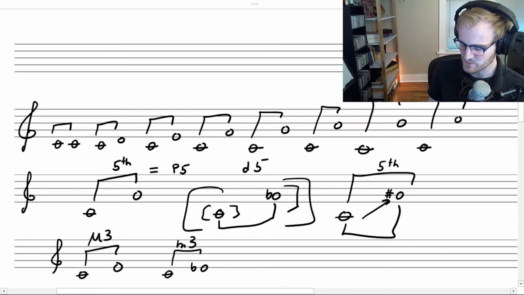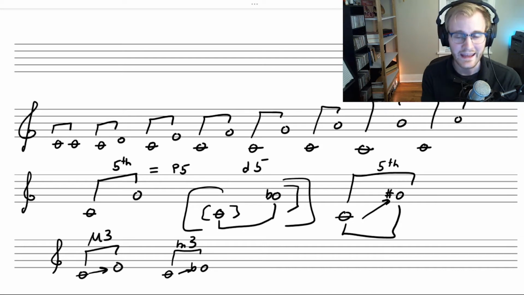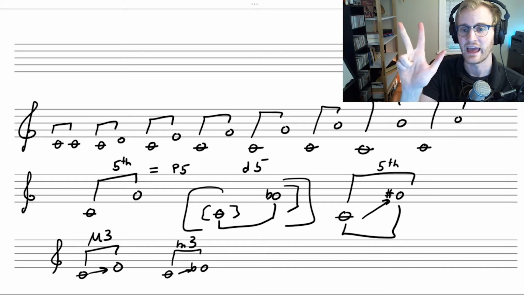But the distance between these two notes is not the same. One sounds like this. That's our major third. And this is our minor third. But again, they are both thirds because we have C, D, and E.